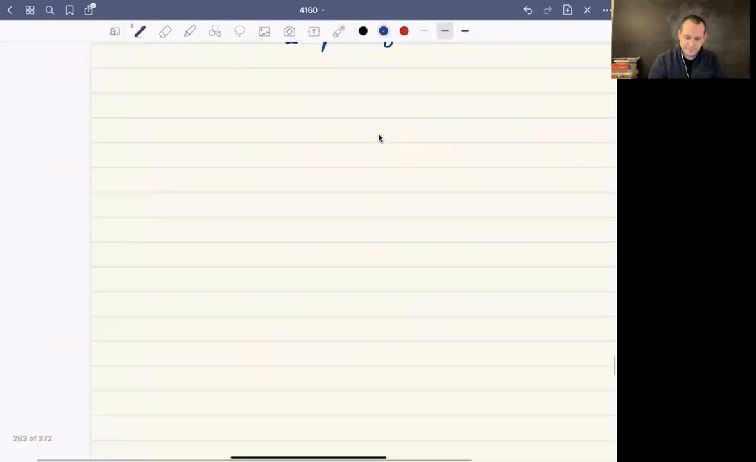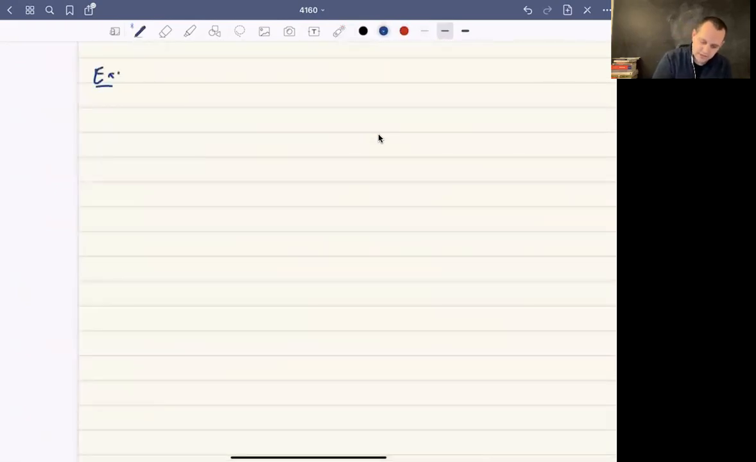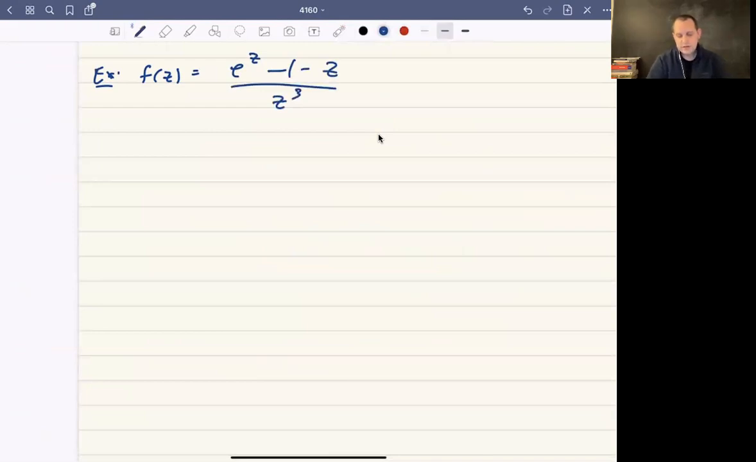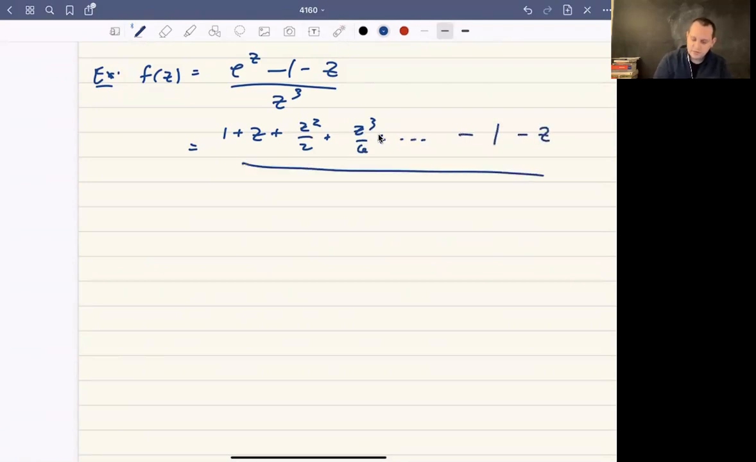Next, let's look at the function e to the z minus 1 minus z over z cubed. This is going to be very similar. The Taylor series for e to the z will lead to a Laurent series for f. E to the z is 1 plus z plus z squared over 2 plus z cubed over 6, and so on. And then we're going to subtract 1 and subtract z. So that'll be z squared over 2 plus z cubed over 6, and so on.